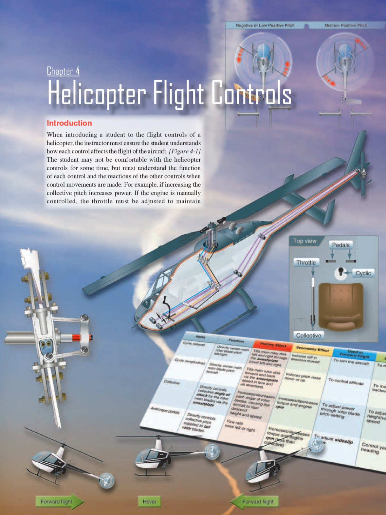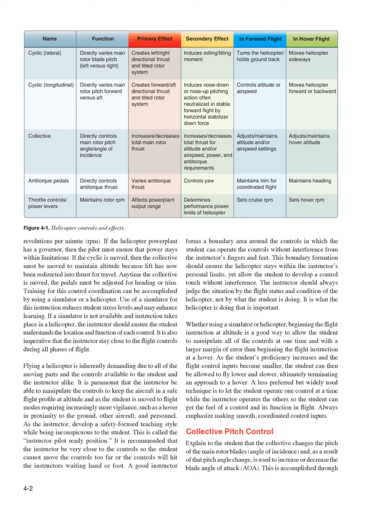For example, increasing the collective pitch increases power. If the engine is manually controlled, the throttle must be adjusted to maintain revolutions per minute, RPM. If the helicopter power plant has a governor, then the pilot must ensure that power stays within limitations. If the cyclic is moved, then the collective must be moved to maintain altitude because lift has now been redirected into thrust for travel. Anytime the collective is moved, the pedals must be adjusted for heading or trim.